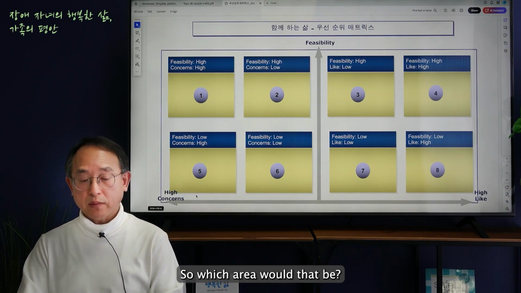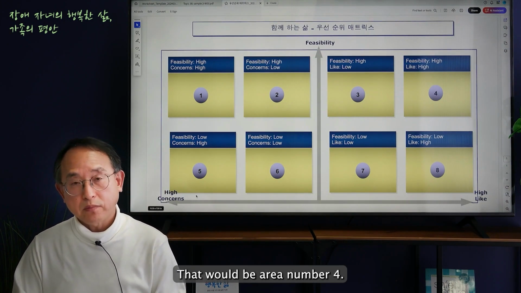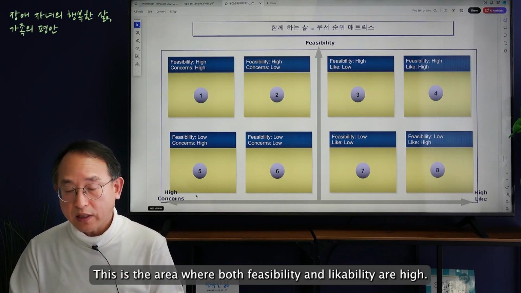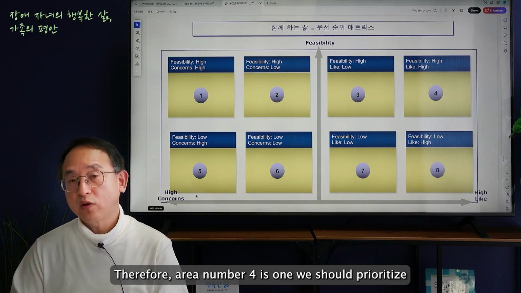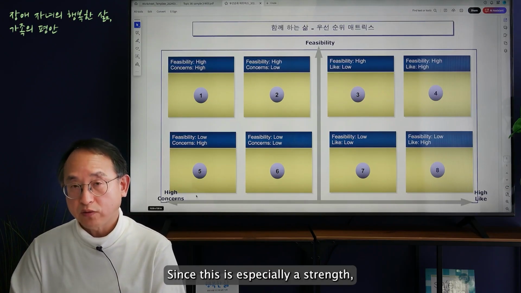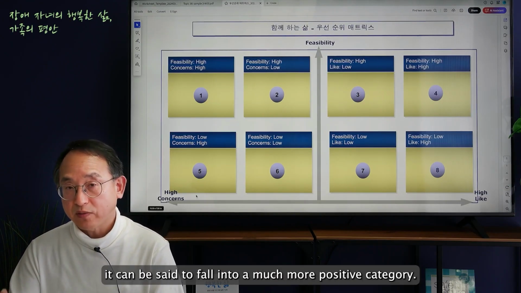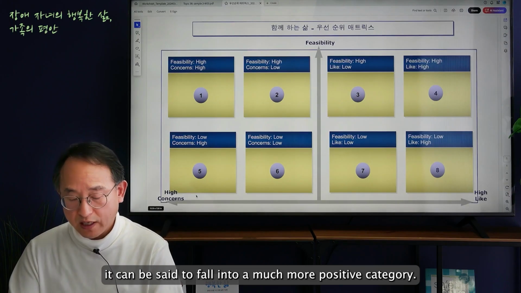So which area would that be? That would be area number 4. This is the area where both feasibility and likability are high. Therefore, area number 4 is one we should prioritize and provide a lot of support for. Since this is especially a strength, it can be said to fall into a much more positive category.